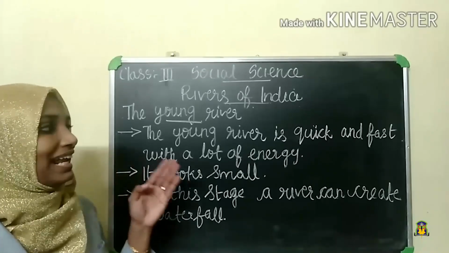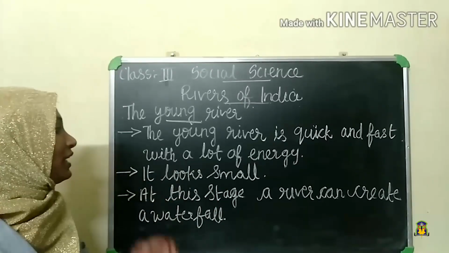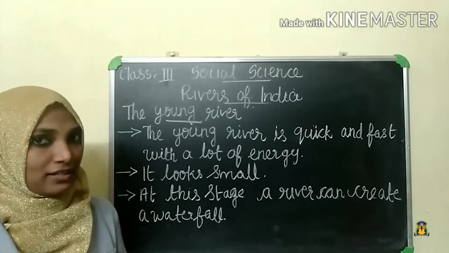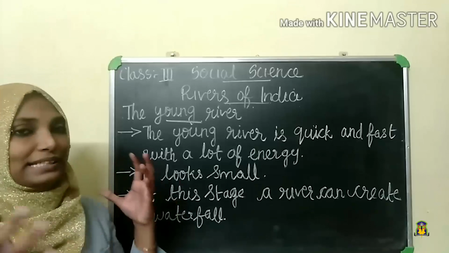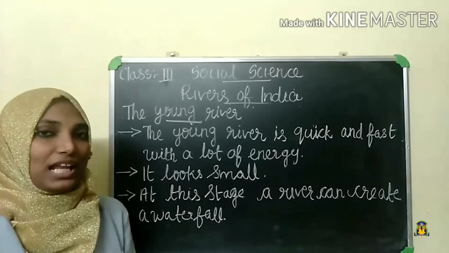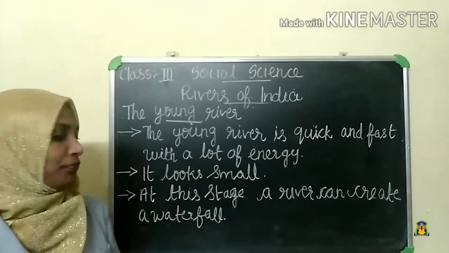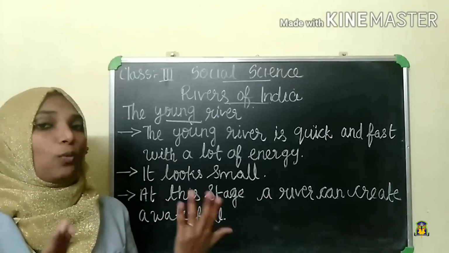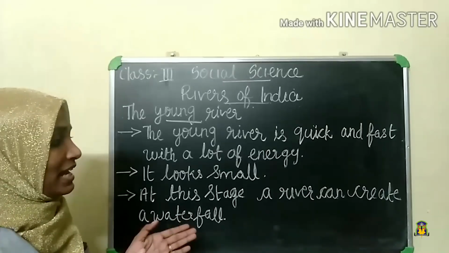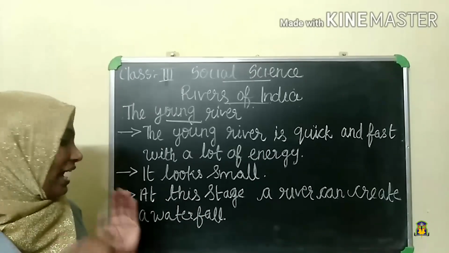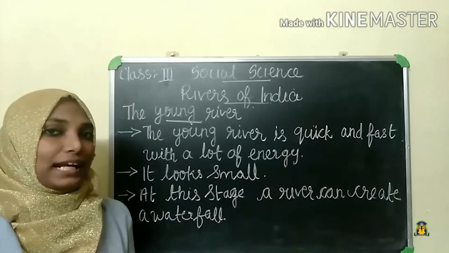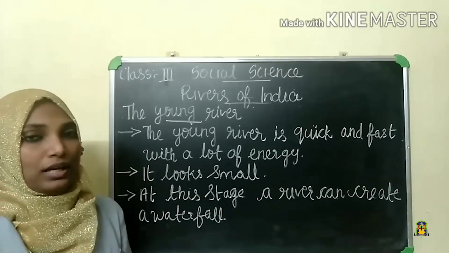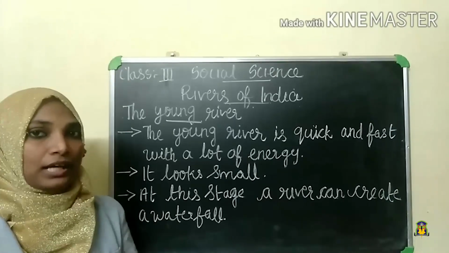The young river is quick and fast with a lot of energy. And it looks small. What is the other speciality? At this stage, a river can create a waterfall. So these are the important specialities of the young river.